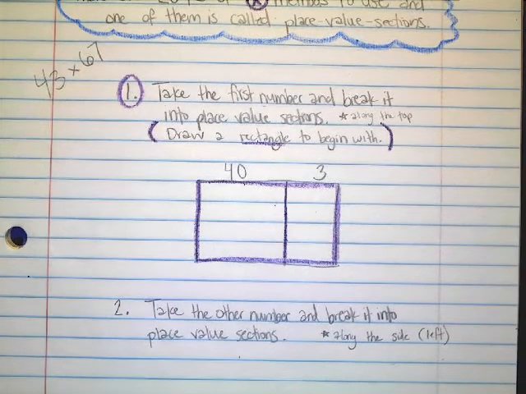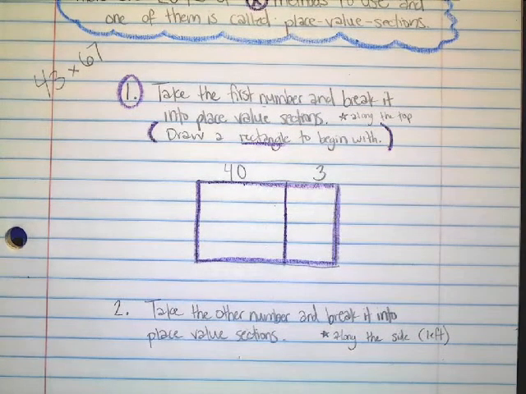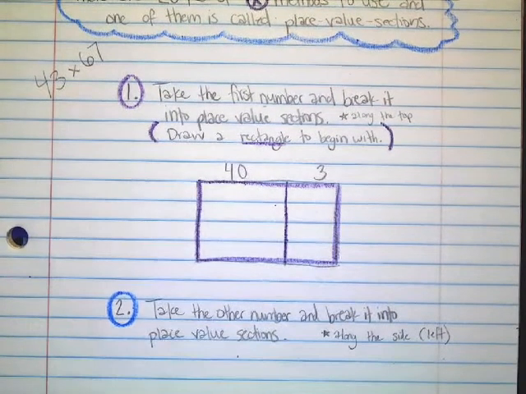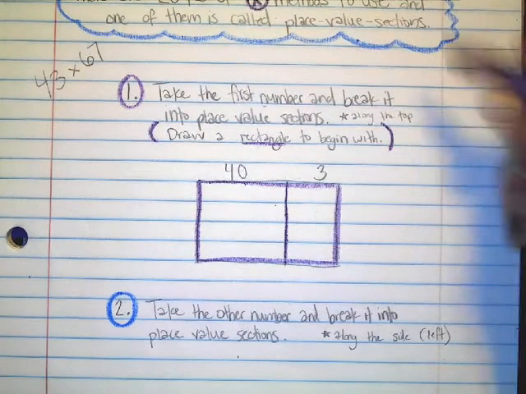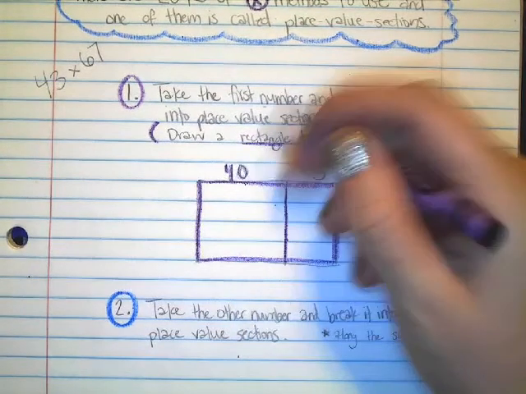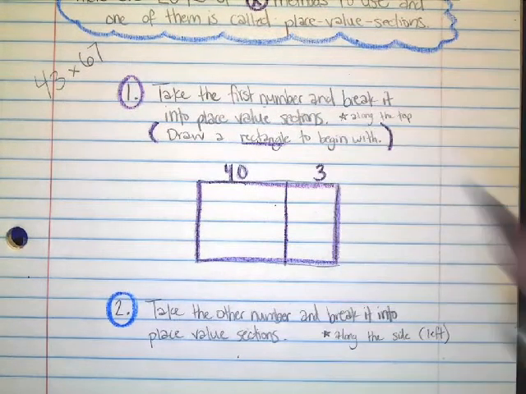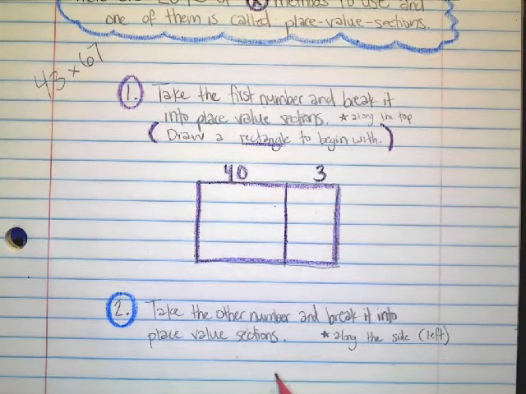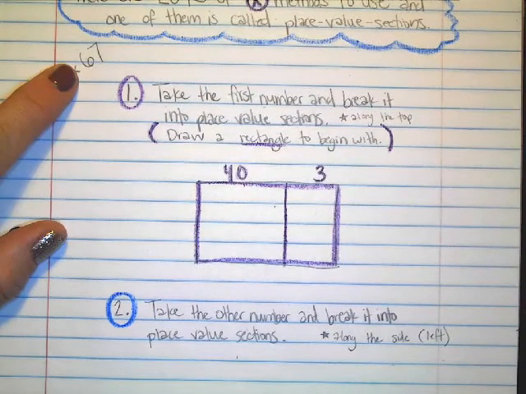Okay, so now let's come back up into our rectangle and let's do step number 2. Let's circle this one blue, and actually come back up here to number 1, and we're just going to make the 40 be purple, best you can, and that 3. Now let's come up and do the other ones and break them into place value sections.